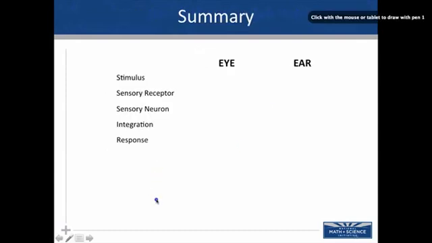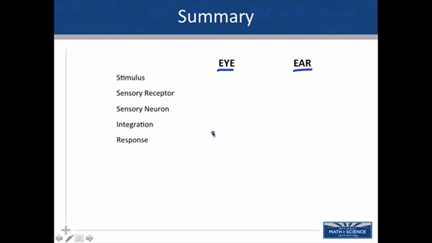So we have looked at 2 very specific examples of sensory reception in the human body. We considered the eye and the ear. So I'd like for you to find a space on your note page to make a table that you can use to summarize your learning today. When we consider the eye, then I want you to record what the stimulus is, the sensory receptor, the sensory neurons, the integration, and then of course that response.